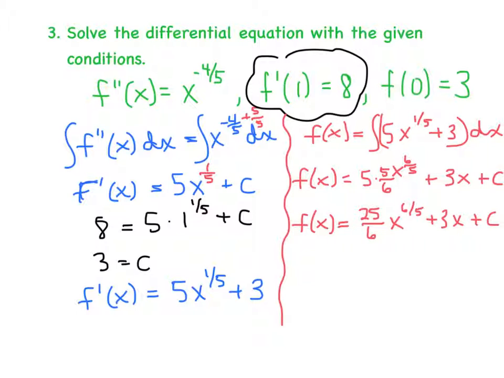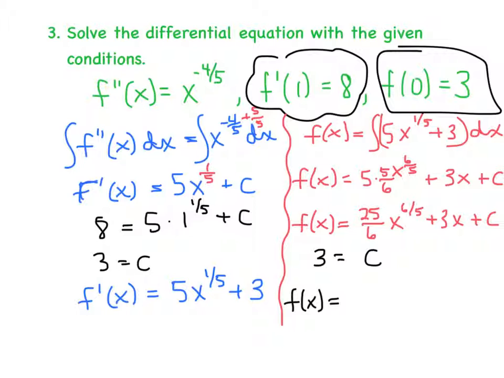All right, and the condition that I have here now that I need to bring in is that f of 0 is 3. And so I can go ahead and say that I have 3 is equal to 25 times 0 plus 3 times 0 plus c. So it's just going to equal my c. So again, for both the first and the second time, c is equal to 3. So I can now finally say that in fact, my function, the solution to this differential equation, is 25 over 6 x to the 6/5 plus 3x plus 3.